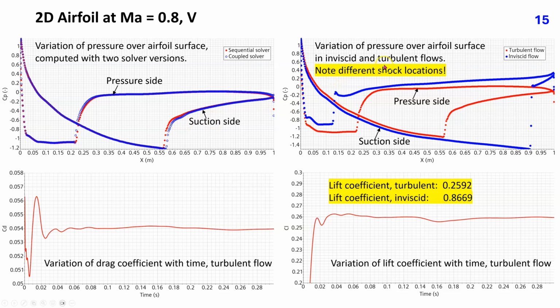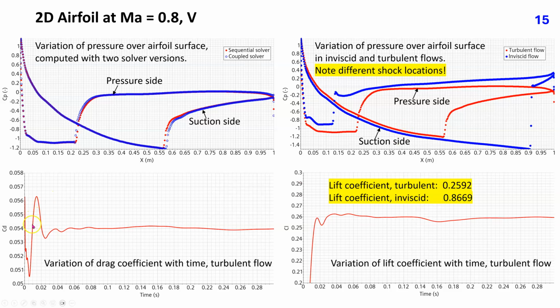This plot shows the comparison of pressure variation over airfoil surface computed for inviscid and turbulent flow. Contrary to the case of subsonic flow at Mach number equal 0.6, differences are now very large, especially in the position of shocks. In turbulent flow, pressure is lower on pressure side and higher on suction side than in inviscid flow, which leads to a lower lift, 0.259 versus 0.867 in inviscid flow.